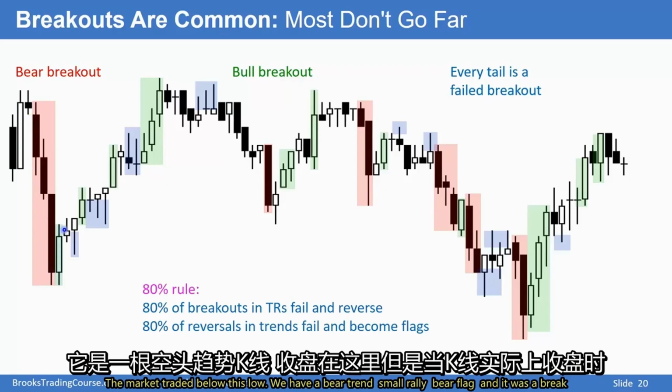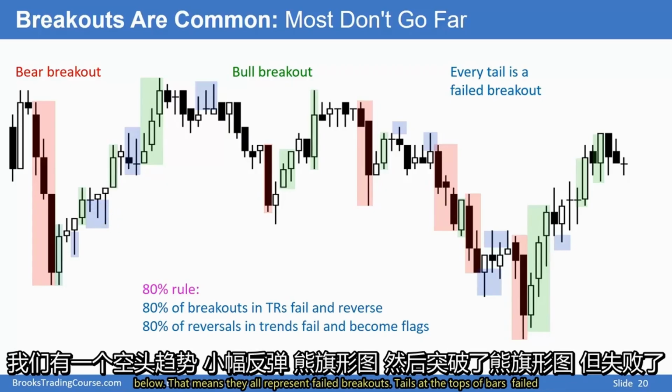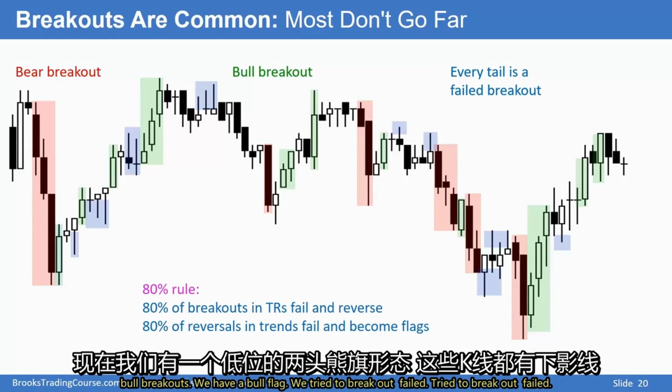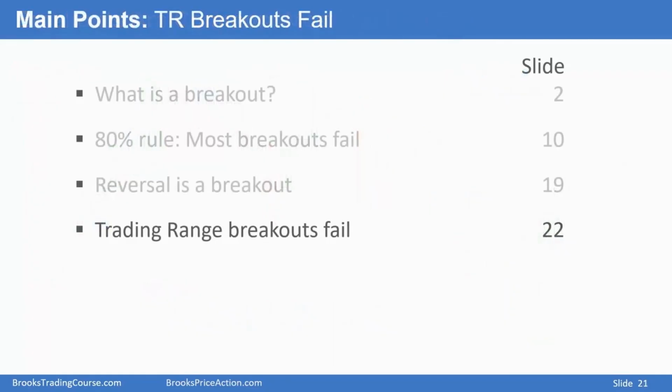We have a bear trend, small rally, bear flag, and it was a break below the bear flag, and it failed. Now we have a low 2 bear flag, and these bars all have tails below. That means they all represent failed breakouts. Tails at the tops of bars, failed bull breakouts. We have a bull flag. We tried to break out, failed. Tried to break out, failed. So every tail is a failed breakout attempt.